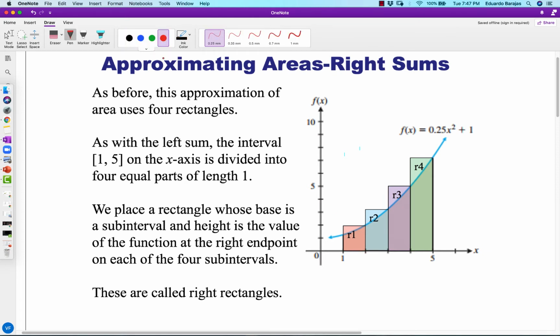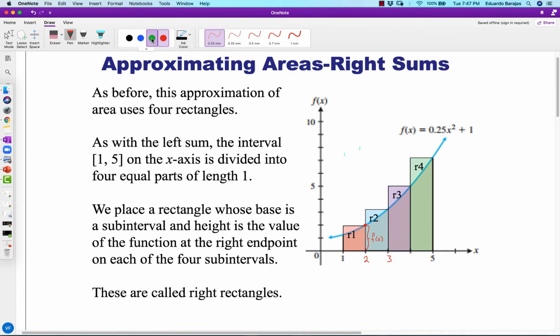So, for instance, in the first rectangle, instead of using 1 as we did before to determine the height of the rectangle, we're going to go over here and use 2. So that point right there, which comes from evaluating our function at 2, will establish the height of that first rectangle. So this height right here is f of 2. The next one uses 3. So for the second rectangle, this will be the width, and it'll be the same width as before, right?